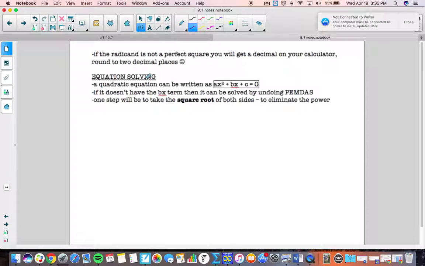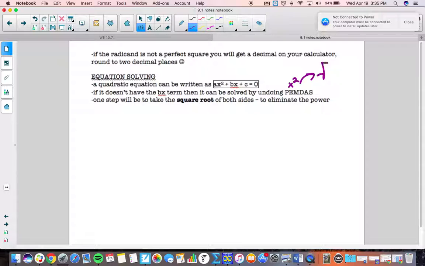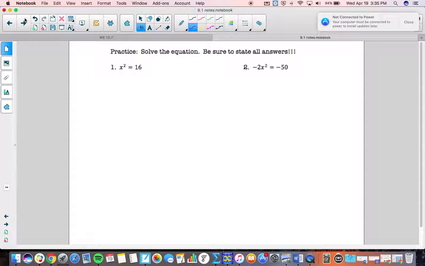Well, for solving quadratic equations that look like this, notice before we were just factoring things like this. If we have a quadratic equation but there's no bx term, there's no middle term, then we can solve it just like we've been solving equations by undoing PEMDAS. Now, to undo the exponent or the x squared, we're going to square root. We undo it with square rooting. Let's give it a shot.